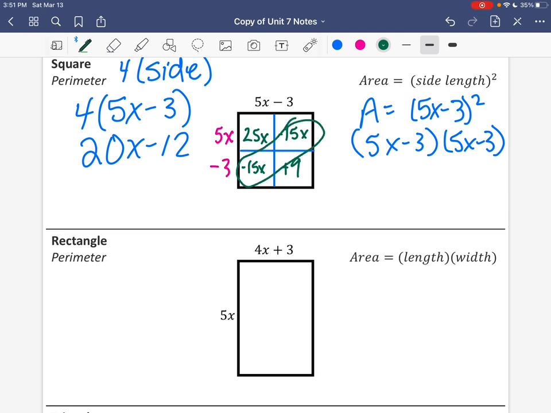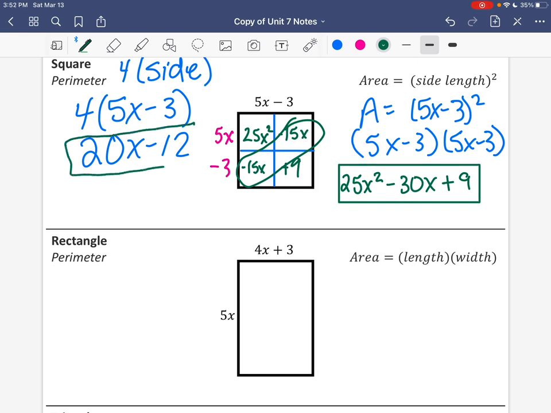And so here is where we're going to combine like terms. Oh my goodness, I left off my square when I rewrote that. So 5x times 5x is 25x squared. Sorry about that, guys. So 25x squared, negative 15 minus 15 is negative 30x, and then plus 9. That's your answer for the area. So your area equals 25x squared minus 30x plus 9, and your perimeter equals 20x minus 12.